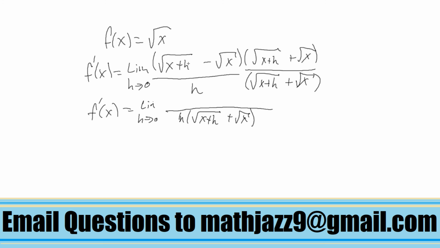And then on the top, we get a lot of nice cancellation because this is a difference of squares. So we're going to get x plus h minus x on the top. This x cancels with that x. This h cancels with this h. And we end up with the limit as h goes to 0 of 1 over square root of x plus h plus square root of x. Now, h will go to 0, and that leaves a square root of x plus a square root of x on the bottom. Those add together, so we get 1 over 2 square root of x.